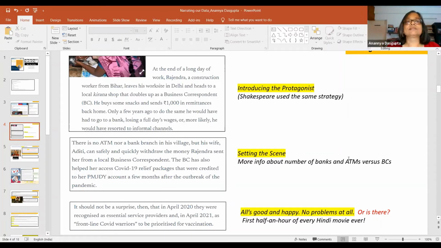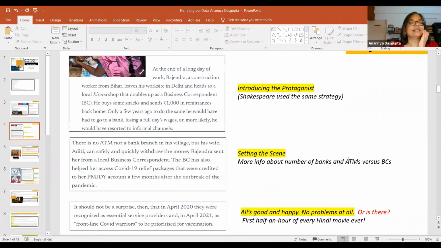Now think about stories you've read, movies you've seen, where you begin with here is the situation, here's the scenario, here is the human element in it, and everything is going all right. And you get that sinking feeling in your stomach when everything is very happy, and in Hindi movies especially, you will have your happy song as well, everything is going really, really well. And then that sets up the stage for the problem. So here's the thing, and this is classic storytelling, right?